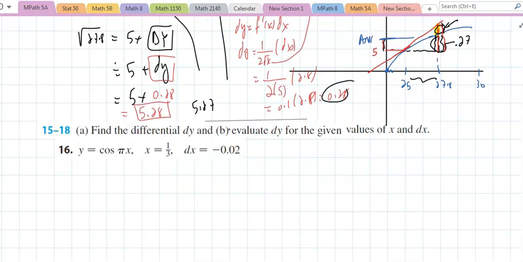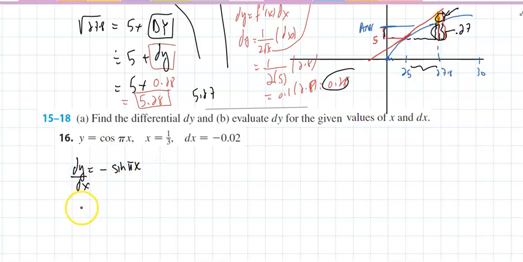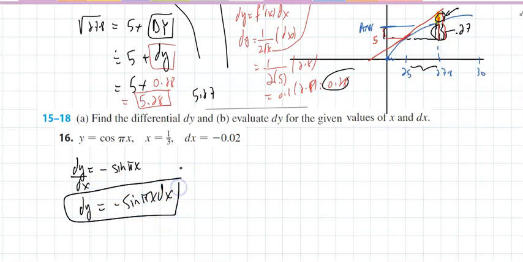And if I look at the next problem, it says find the differential dy. Well, dy over dx would be negative the sine of pi x. And if you cross multiply, that's negative the sine of pi x dx. That's called differentials right there, what we just did. Evaluated at the following given points.